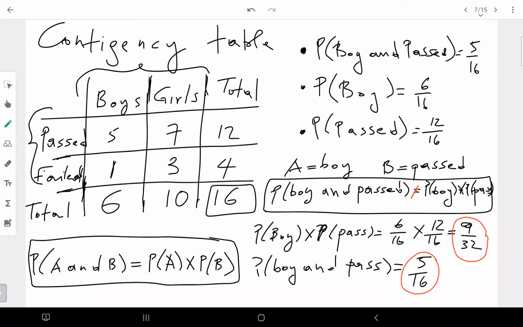Sir, didn't you say that for events to be independent, the probability of A and B has to equal the probability of A times the probability of B? Oh yeah, I did. So these are not equal, and it comes back and bites me now. It does not allow me to make the conclusion that I wanted to make.